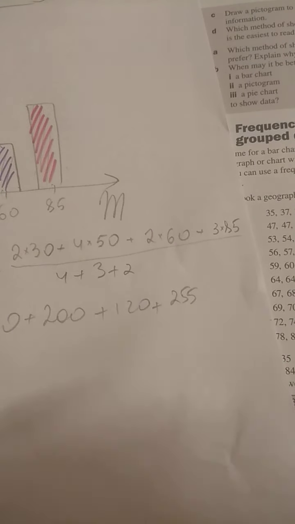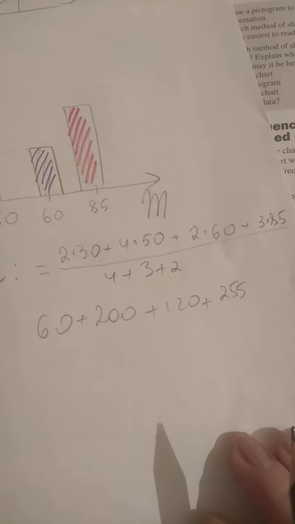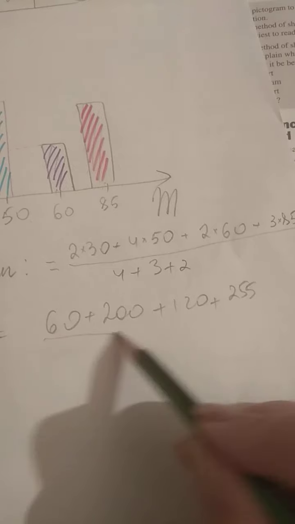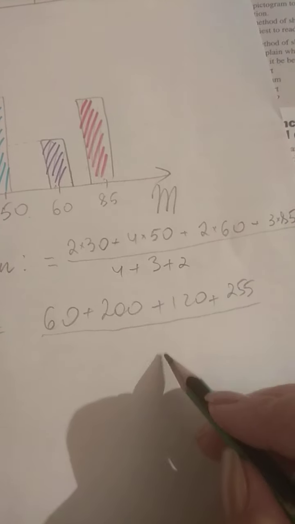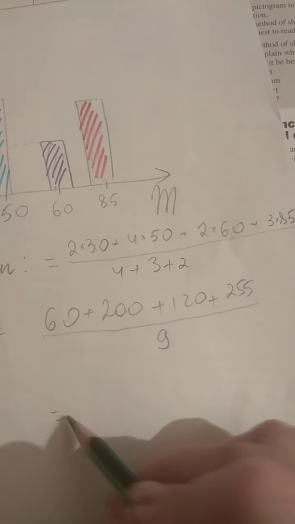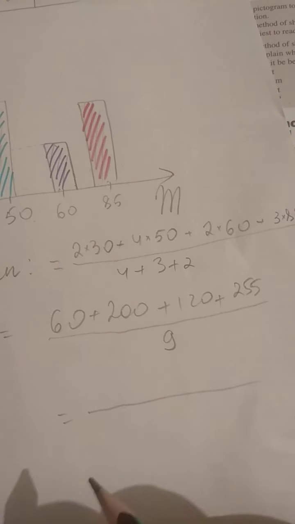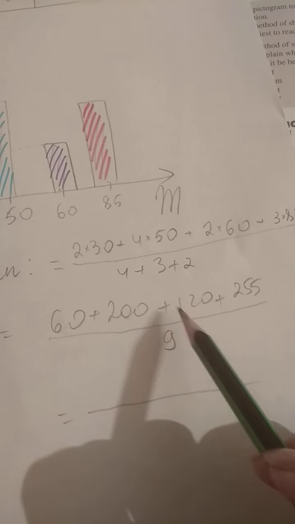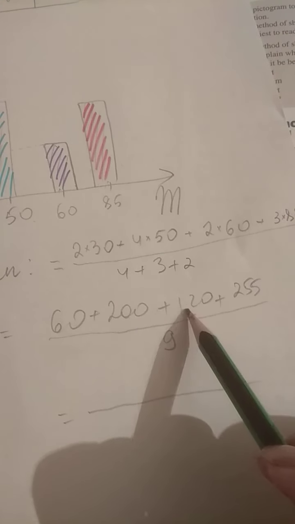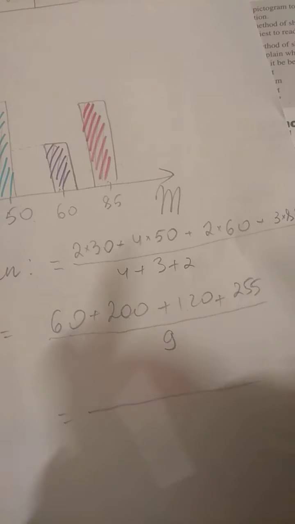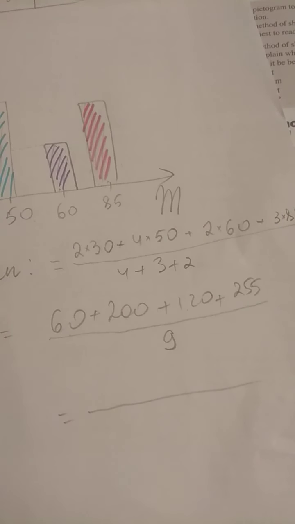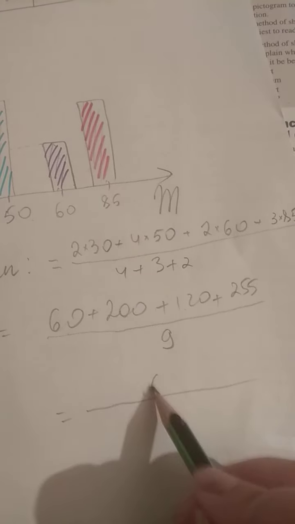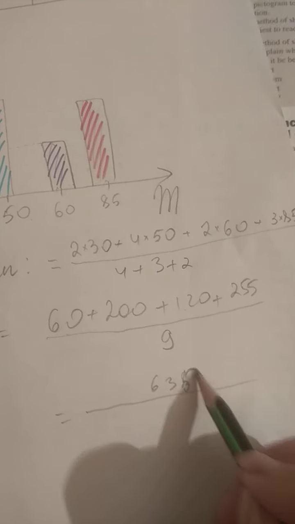Okay, so divide by what? 4, 3, 7 plus 2 is 9. So good. It's just simple calculation. 200 plus 120, 320 plus 60, 380, 380 plus 250 is going to be what? 5, 3, 635. Oh, sorry, it's 5.